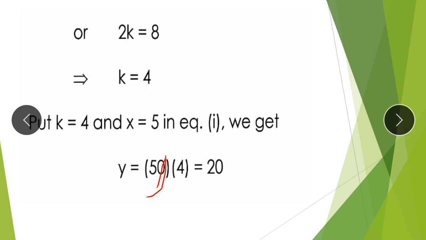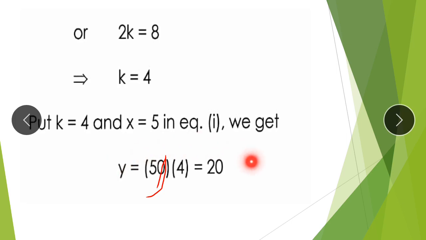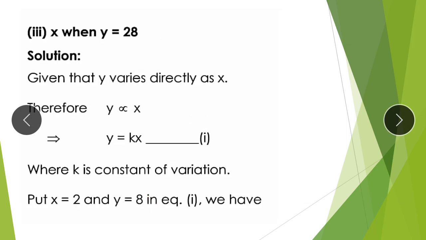So we can put in the equation y is equal to kx. The value of k is 4 and the value of x is 5. So the value of y will be 20. Here mistakenly 50 is written. You can rectify it. The next part is that we are supposed to find the value of x when y is given.